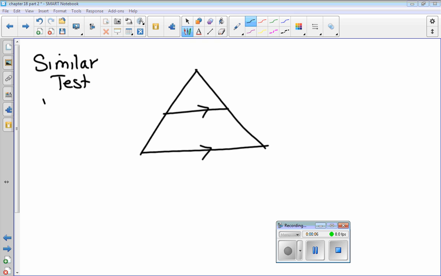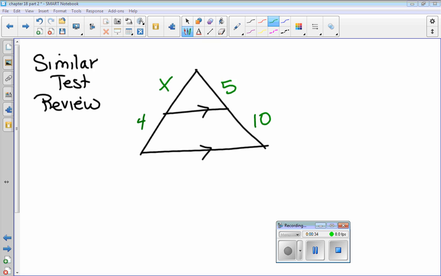When we're talking about similarity, we're talking about proportions, right? And so that's like the main idea. And this is a common picture that we see. It has to do with the side splitter theorem, because if we have parallel lines, it splits the sides. So if we know that we have something like this, we can figure out what x is pretty quickly, because they're both sides. And we can write a proportion.